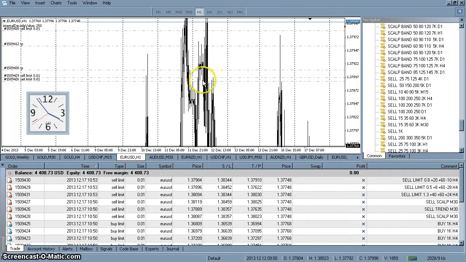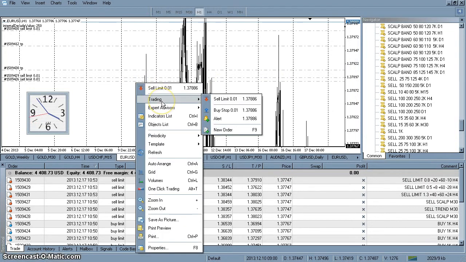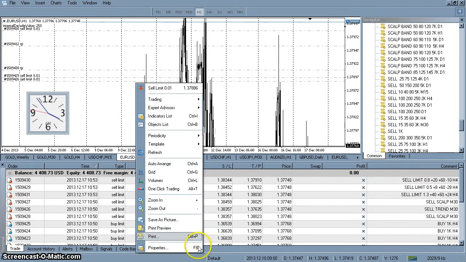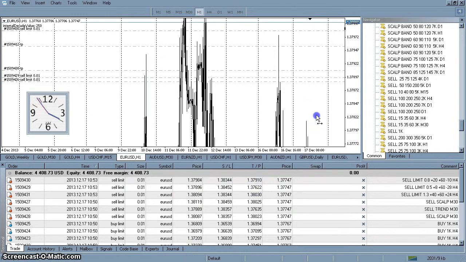You always want to fix the scale on this MT4. If you are trading this many tickets, you're going to want to come down here and fix the properties, fix the scale, so you can find these tickets and grab them individually.